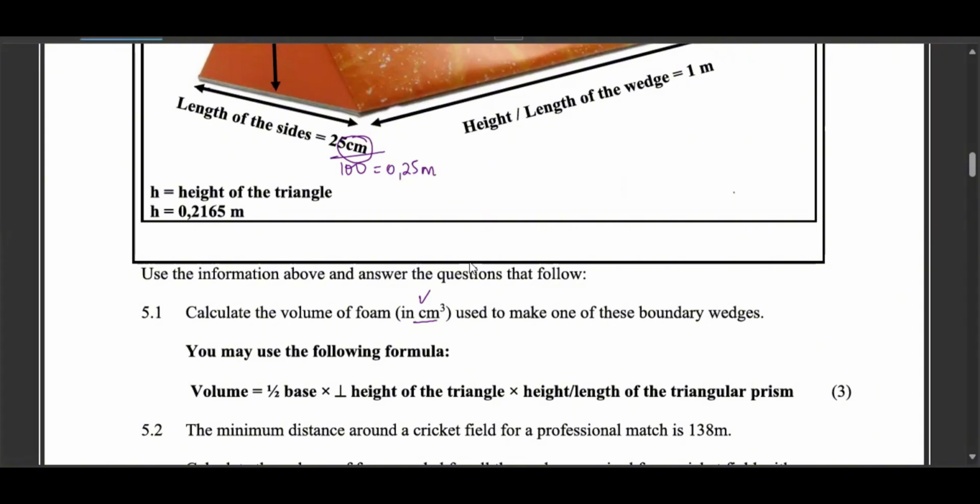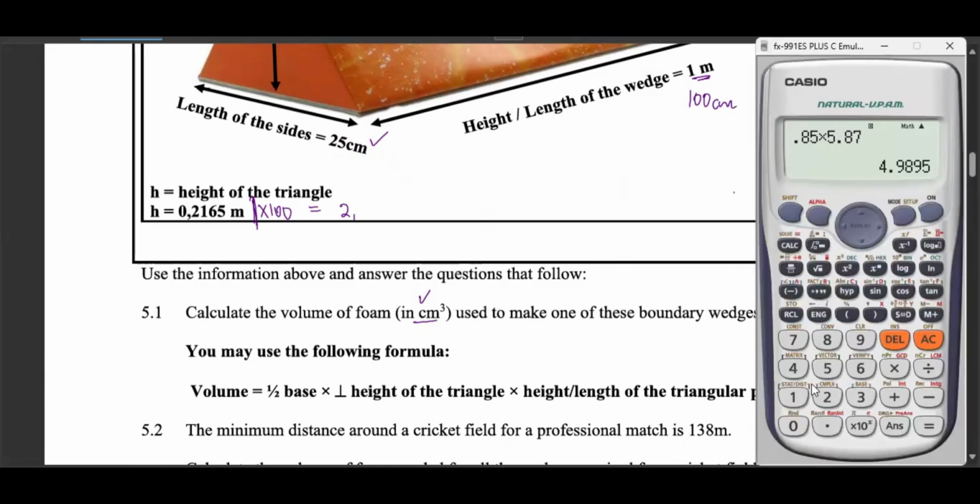Anyway, we said already, this meter here will become 100 centimeters. The base or the length of the side is already in centimeters. We don't need to change it unless stated otherwise. What else do we need to change? We need to change the height to centimeters. Meters to centimeters, we multiply by 100. And I believe the answer became 21.65.